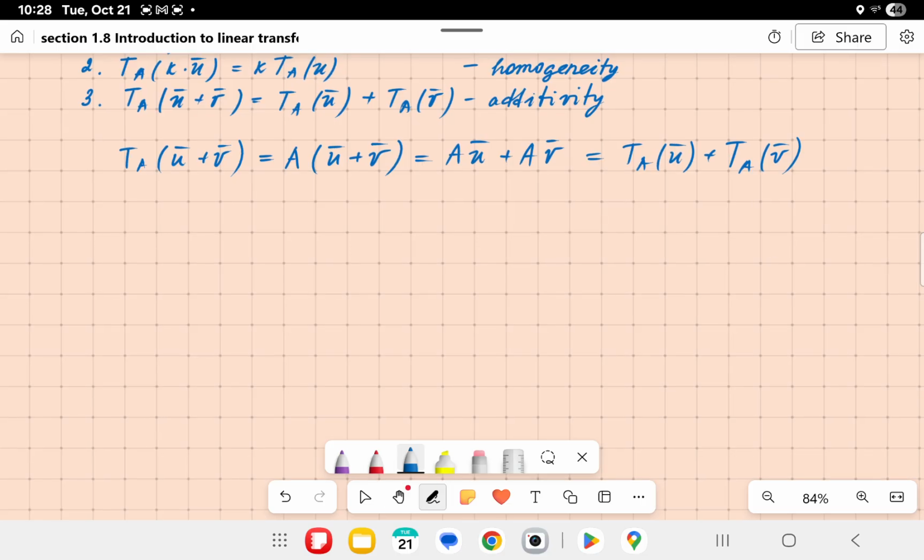Now, linear combination. How does a transformation affect a linear combination? How does a transformation work with a linear combination?